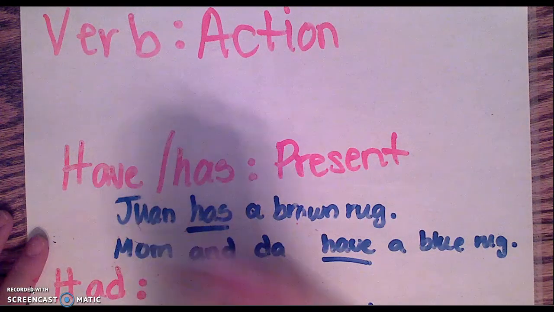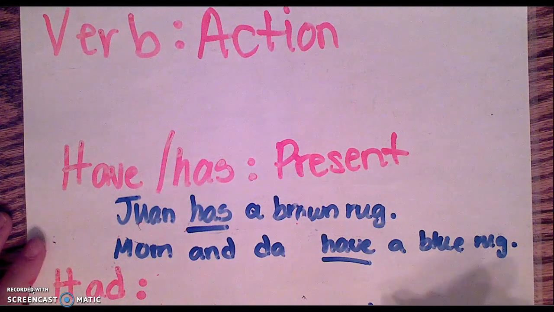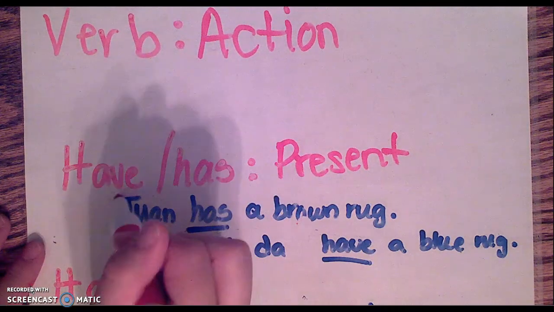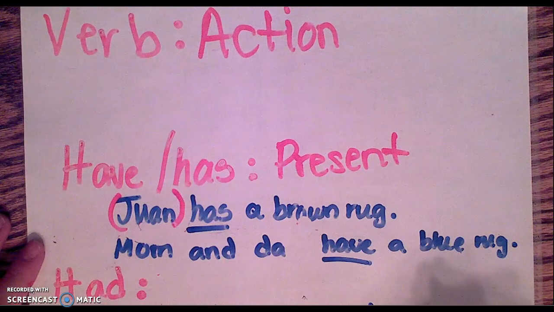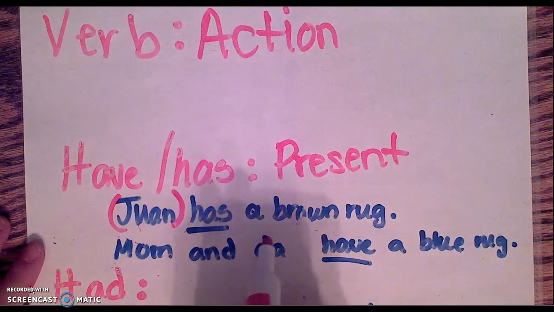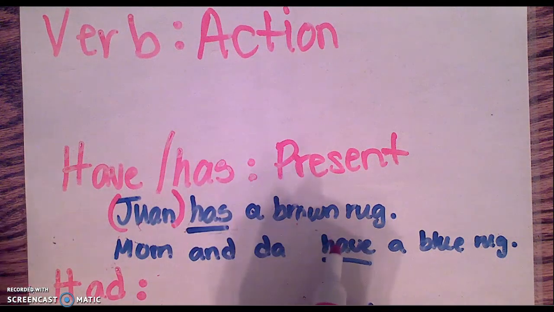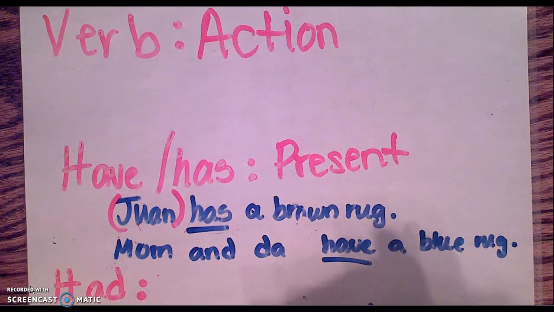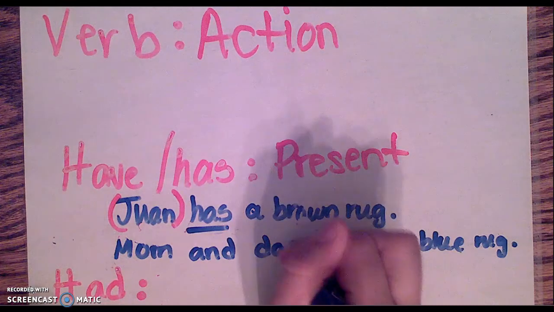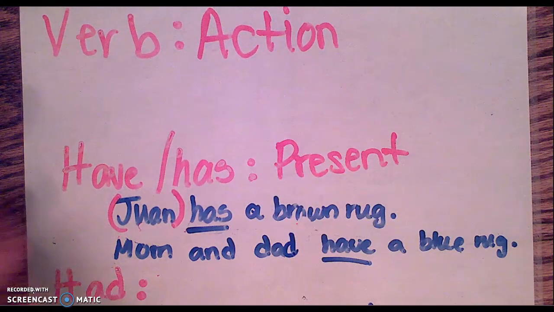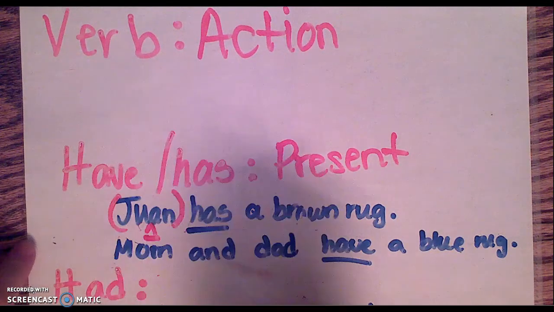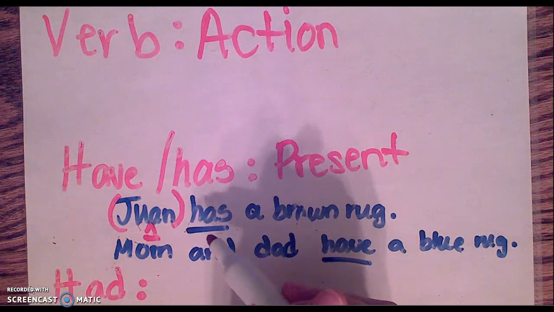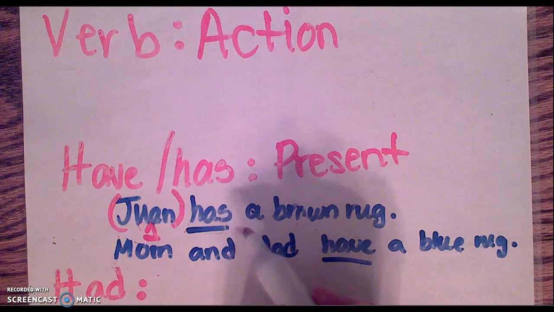So, here, for my example, Juan has a brown rug. Juan is my subject. Juan has a brown rug. Now, Juan, is that one subject or more than one subject? Let's think about that. Juan is one subject. So if you have one subject doing the action, you need to use has.